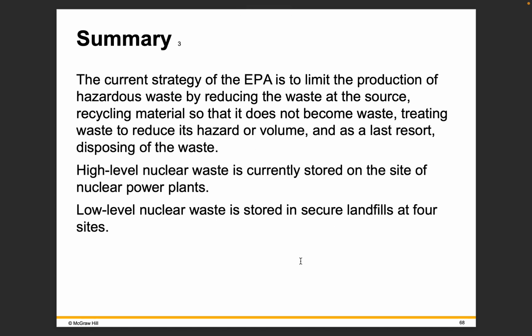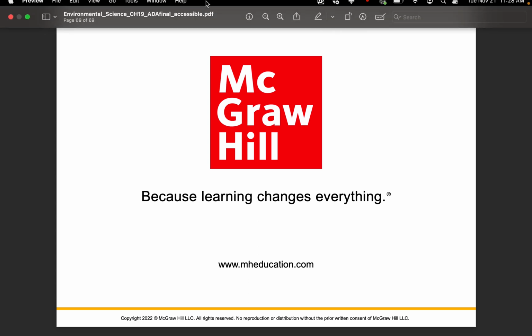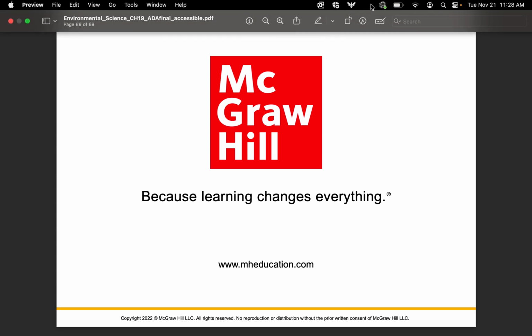The current strategy of the EPA is to limit the production of waste in the first place by reducing the waste at the source, recycling materials so it doesn't become waste, and treating waste to reduce its hazard or volume, and as a last resort, disposing of that waste. High-level nuclear waste is currently stored on the site of nuclear power plants, and low-level waste is stored in secured landfills at 4 sites.